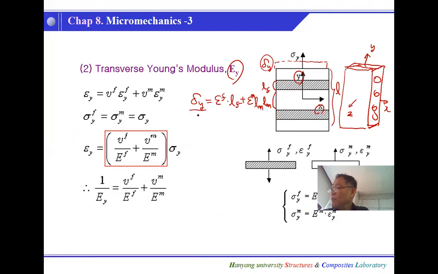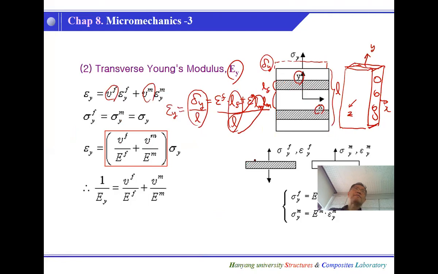If we divide by L and L, okay? So this one, what is this? Well, this is the definition of the y-directional strain. And then this one and that one is nothing but the fiber volume fraction and matrix volume fraction. Okay, so this is the one we got.